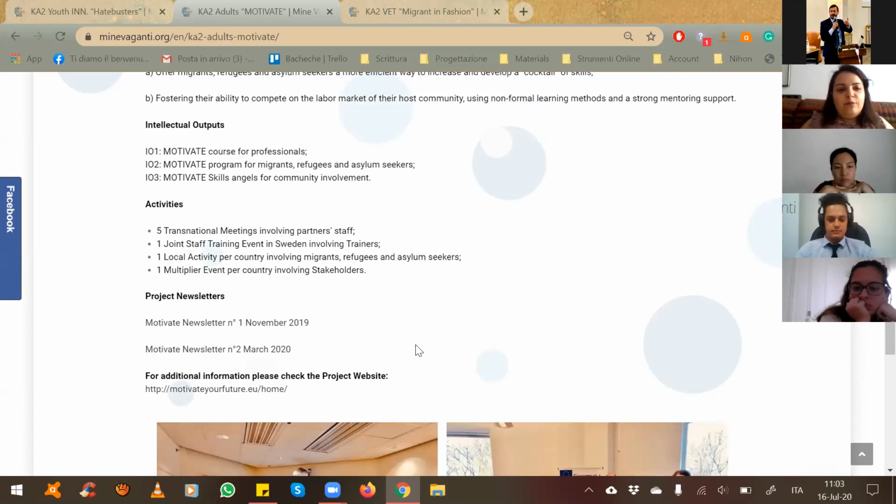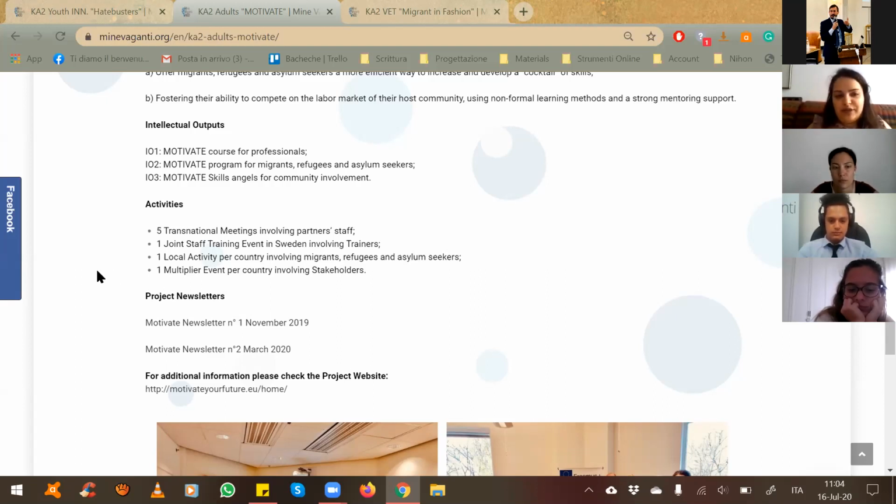Then in this specific project, we have 1 joint staff event in Sweden that will be involving the trainers. The reason for this joint staff is, of course, to test the Motivate course for professionals. Everything that you create in terms of output should be tested. As I was saying, you test internationally or at local level. Internationally, we decided to test the course for professionals. It's easier to make professionals move instead of doing internationally the activity with migrants, refugees, and asylum seekers, because of bureaucracy. Sometimes it's really difficult to make them move from one country to another. So we chose to do the activity locally with this specific target group, because it will be easier with the bureaucracy, and we can make it longer, so we can take time and adapt everything based on the needs of the single national group.